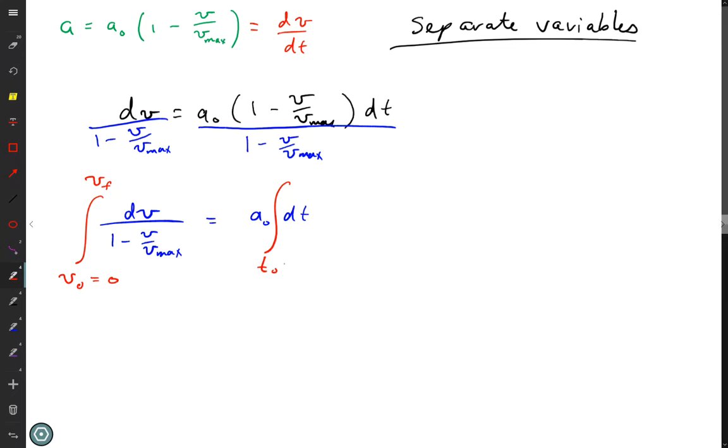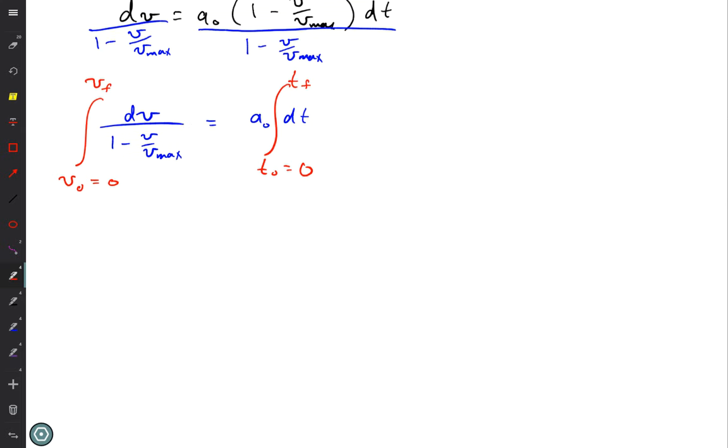From time initial, what should my time initial be? Because why would you have it in anything else? You don't start timing the race and then, okay, when we get to pi seconds, you guys start, right? That would be kind of ridiculous. To t final. Now, the right side of this is downright trivial. The left side, well, not as trivial.